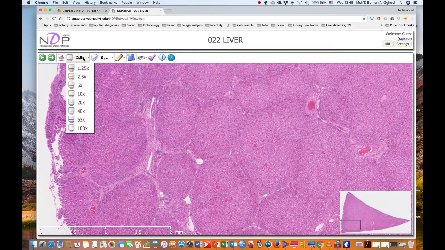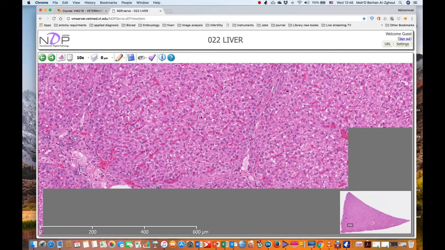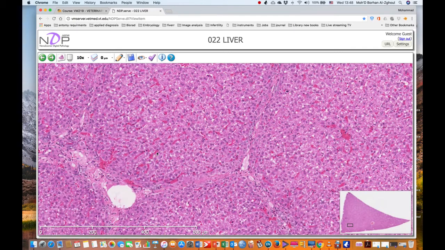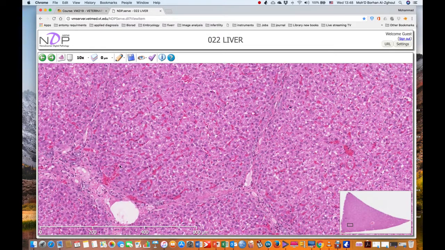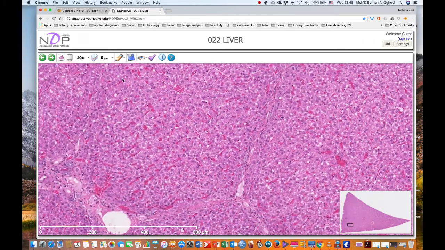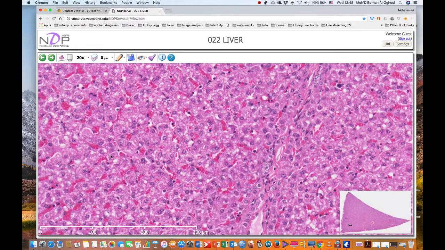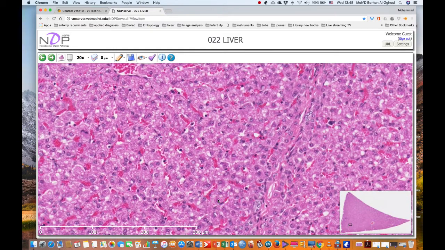So if we increase the magnification, these are the plates of hepatocytes, and between these hepatocytes, we have these sinusoids engorged with blood. We'll increase the magnification again. See here, plates of hepatocytes, and between these hepatocytes, we have these spaces that are filled with blood that are called the hepatic sinusoids.